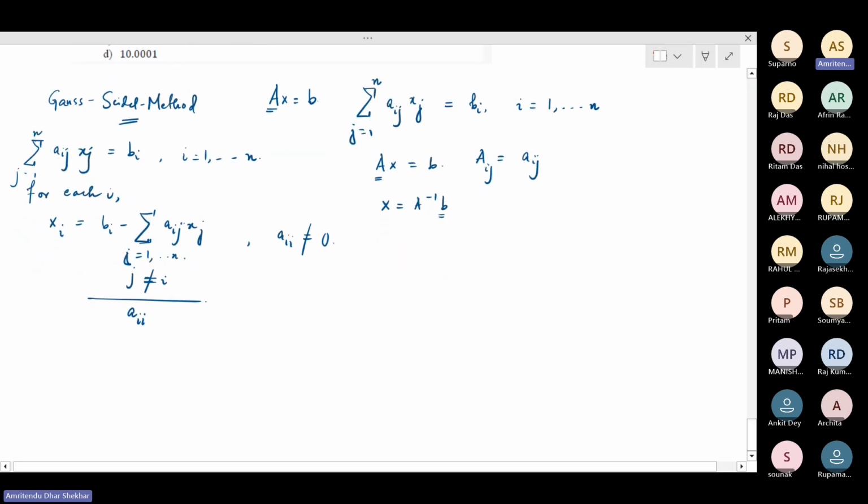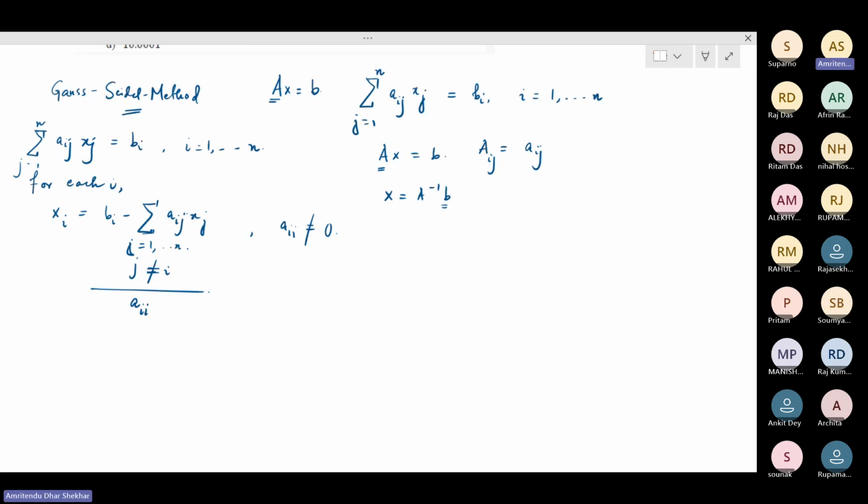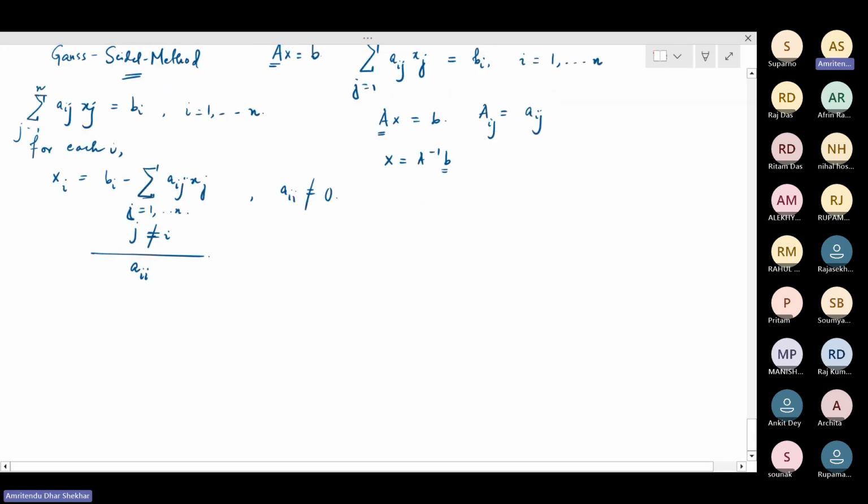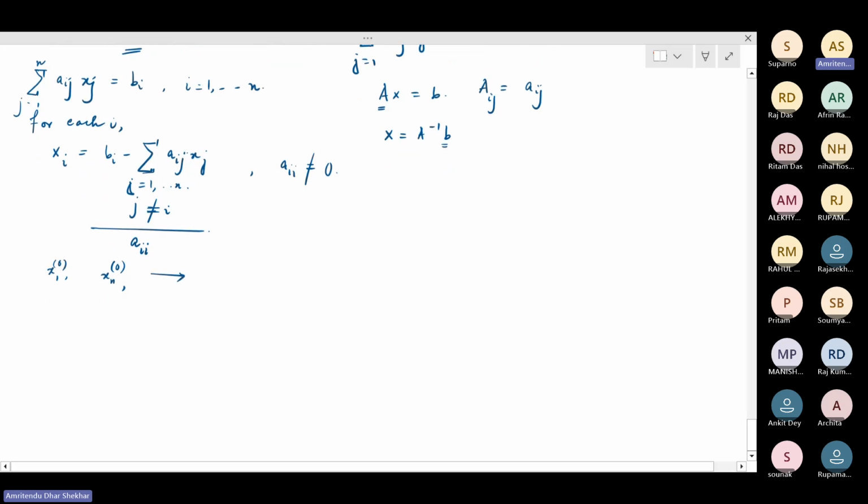Now, having rewritten the equations in this way, you set up the iteration scheme as follows. Let's say you have some initial guess, x0. Then the next step of the iteration is basically this. You write x1, sorry, x1_1.